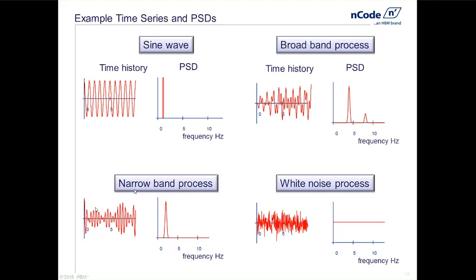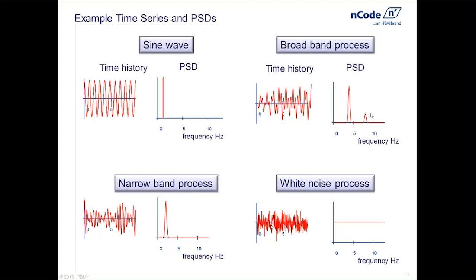The next one down right here, we have a narrowband process. We have a fairly narrow frequency response. In this case, maybe a little bit of modulation in there. And this gives us a peak as well, maybe a little bit wider at the base. As we move over though, we can see a broadband process. This might be pretty typical of real measured data, where we start to see multiple peaks. We start to see frequency content across a wide range.